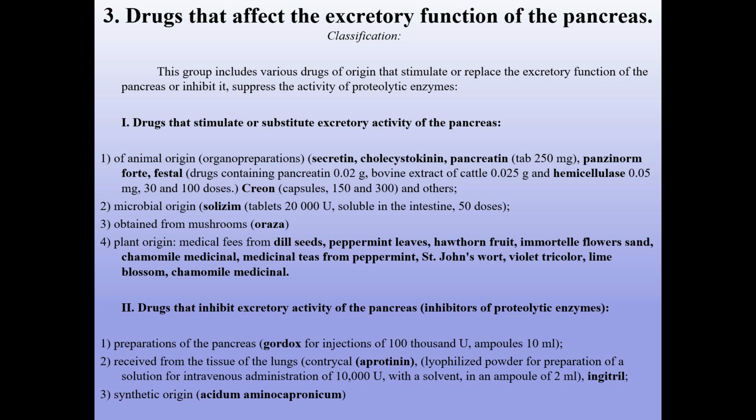Second, drugs that inhibit excretory activity of the pancreas, inhibitors of proteolytic enzymes. First, preparations of the pancreas, Gordox for example. Second, obtained from the tissue of the lungs, contrical or aprotinin and ingitril. And third, synthetic origin, aminocaproic acid.